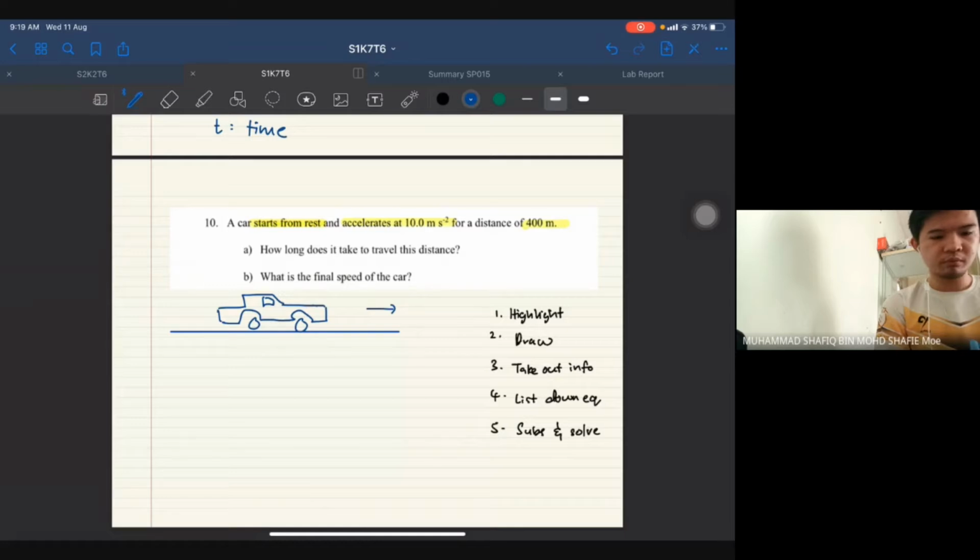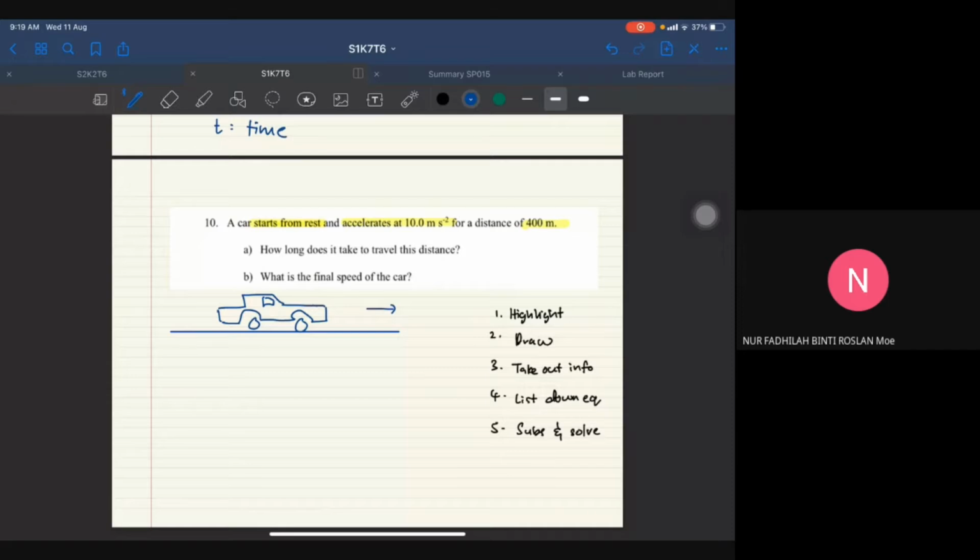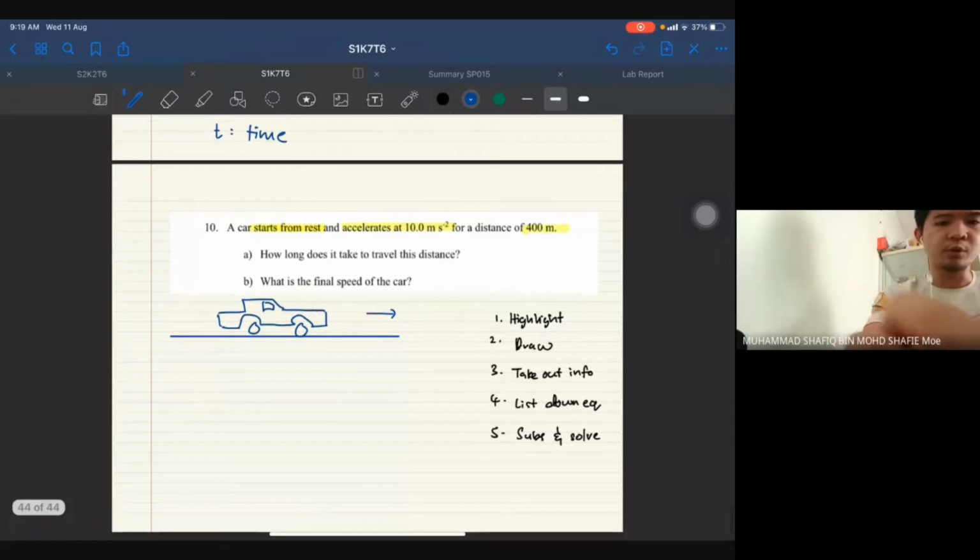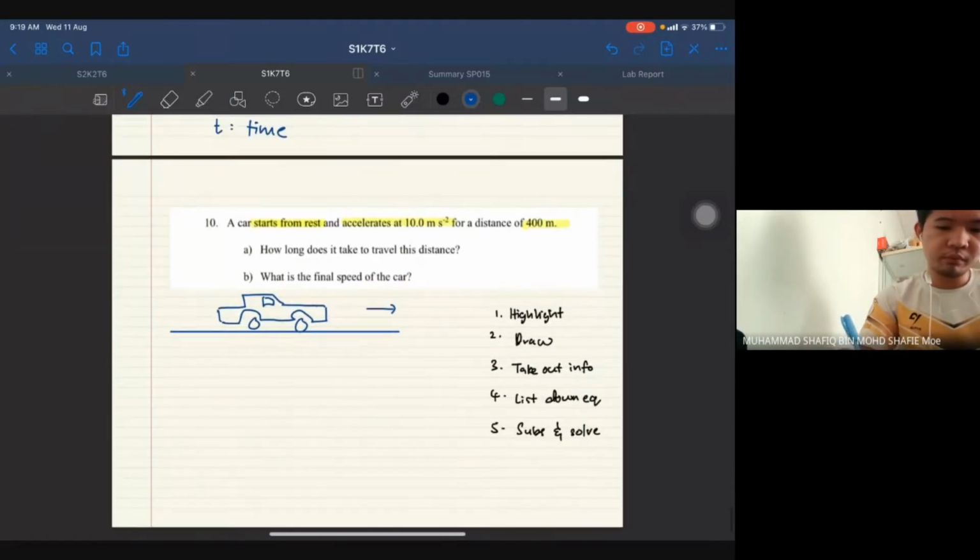Okay, initially, what is the initial velocity of the car? What is the velocity? 0. 0 meter per second. Okay, simbol apa kamu nak tulis? U. Okay, good. Okay, so dalam exam, bila kamu take out the information, kamu jangan main tulis macam okay 0 meter per second. Okay, you need to write this one in terms of appropriate symbol. Pakai simbol yang sepatutnya lah, which is U.